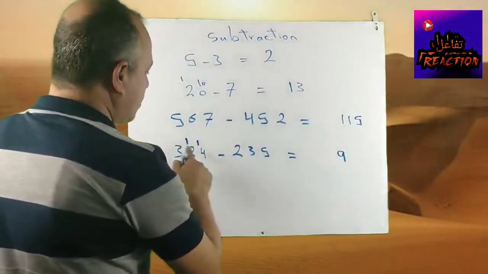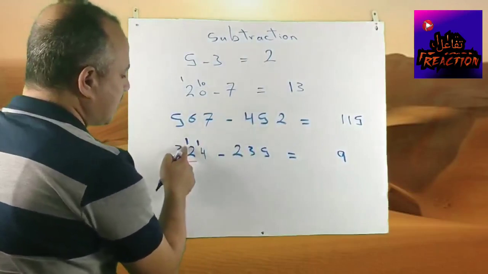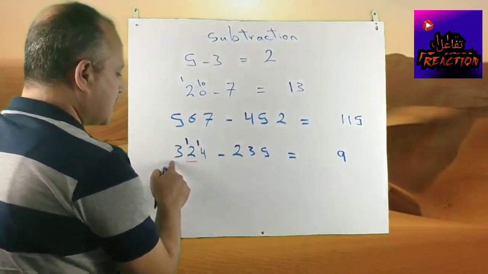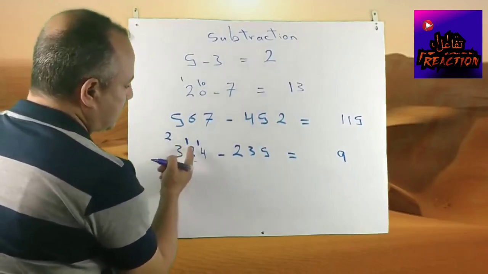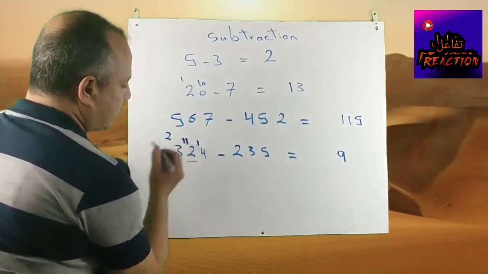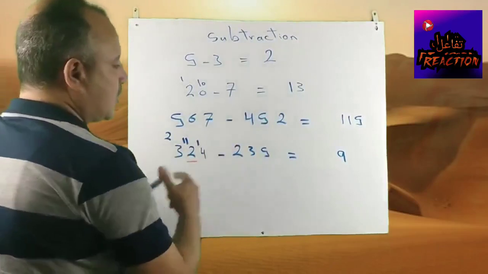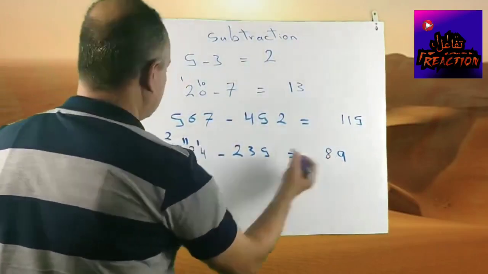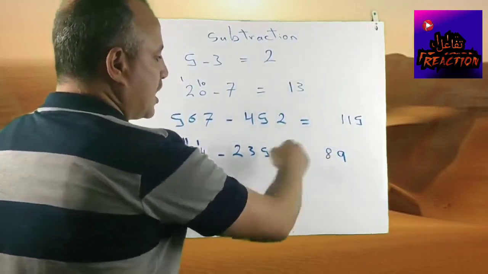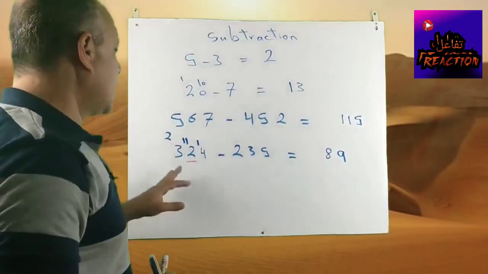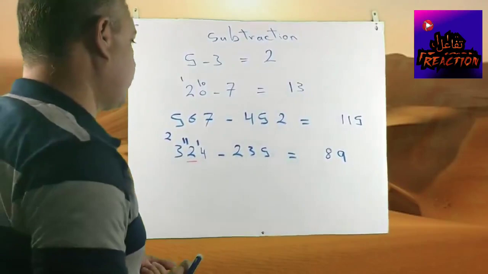So 1 minus 3, we cannot subtract 1 minus 3 because 1 is less than 3. So this 1 also has to borrow from this 3. This 3 will become 2, and the 1 becomes 11. After borrowing, it becomes 11, and we complete. 11 minus 3 equals 8, and 2 minus 2 is 0. We don't put 0 to the left of the number because it's meaningless. 324 minus 235 equals 89.